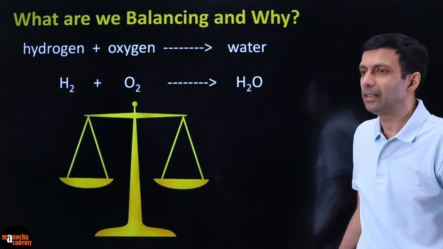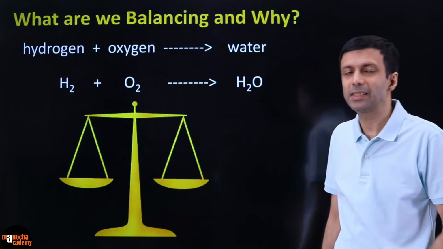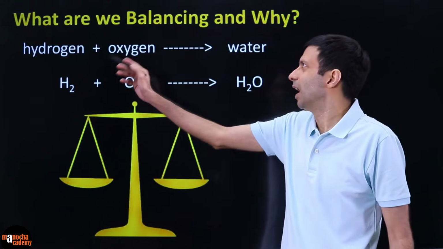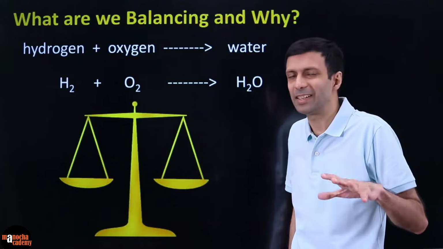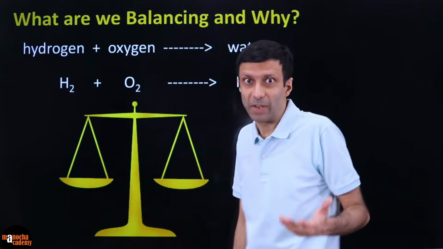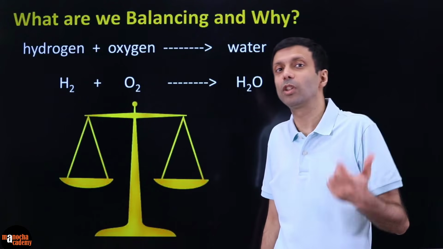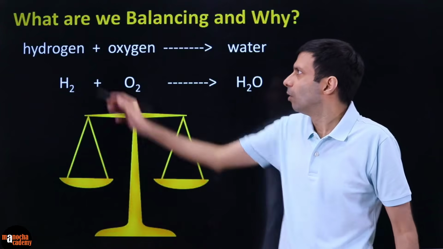So for example, let's discuss this balancing. Let's really understand what we are trying to balance and why. This is the famous equation all of you have seen: hydrogen plus oxygen gives water. We call this the word equation because we have written it in simple words. But really we are chemistry guys, so we want to translate it into a chemical equation by changing all the words into symbols. Now how do we do that?